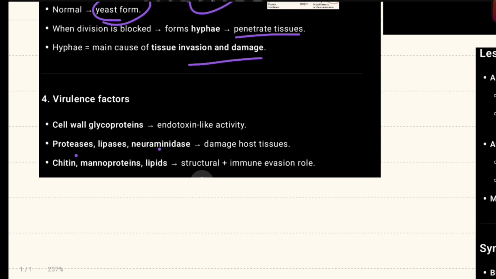And this process is also supported by virulence factors such as the cell wall glycoproteins. They usually have a role like endotoxin-like activity, and there are enzymes like protease, lipase, and neuraminidase. These usually damage the host tissues, and other structures such as chitin, mannoproteins, and lipids have a larger role in structural and immune evasion of the host.